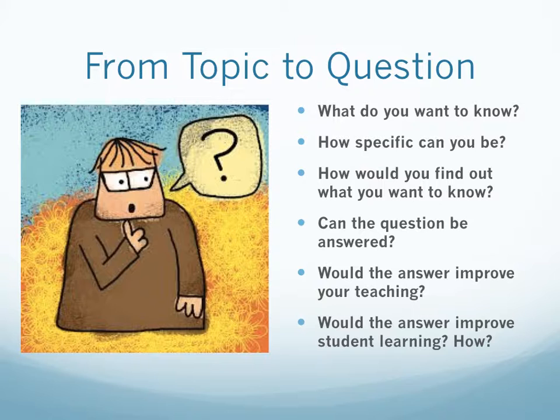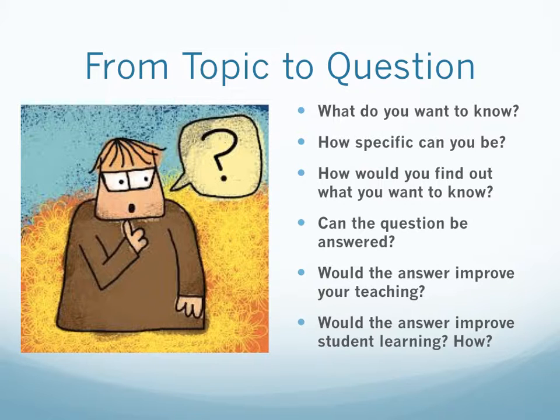Once you've chosen your topic, then we want to make it more specific to a research question that will fit Chapter 2. So as you think about moving from topic to question, think about these questions to help you get there. What is it you really want to know? How specific can you be about that at this point? You might not be able to be real specific yet, and that's really okay, but we want you to be as specific as you can.